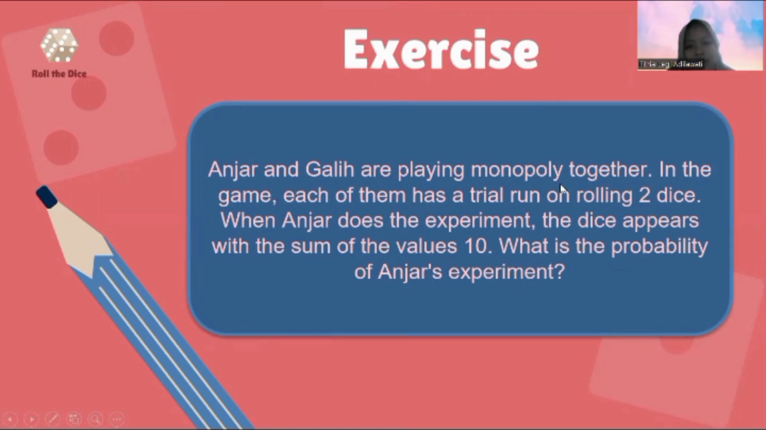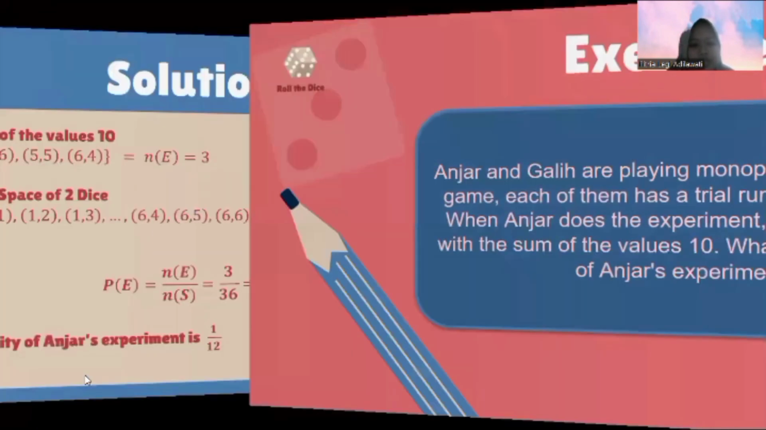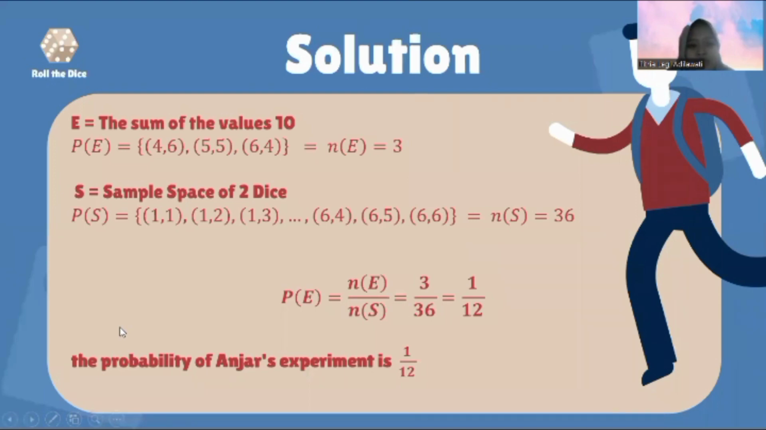Anjar and Gali are playing Monopoly together. In the game, each of them has a trial run on rolling 2 dice. When Anjar does the experiment, the dice appears with the sum of the values 10. What is the probability of Anjar's experiment? Here is the solution about Anjar's experiment. So E is the event, which is equal to the sum of the values 10. It can be written as E is equal to open bracket 4.6, 5.5, 6.4.